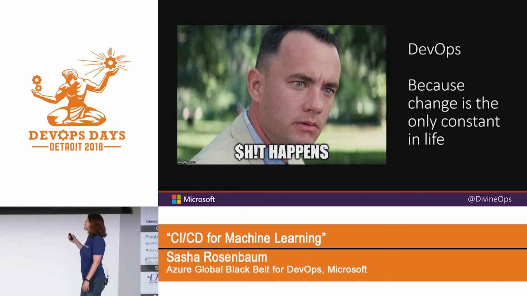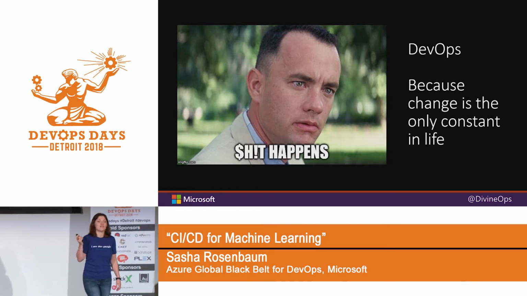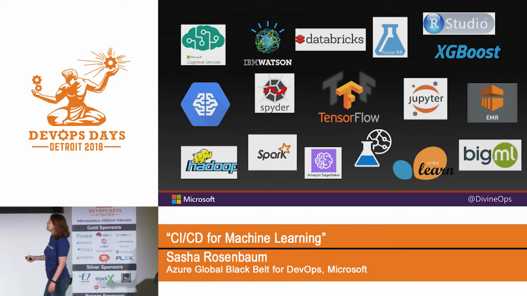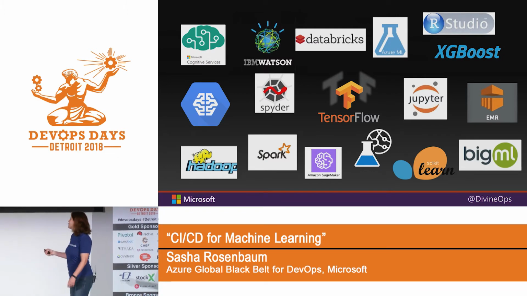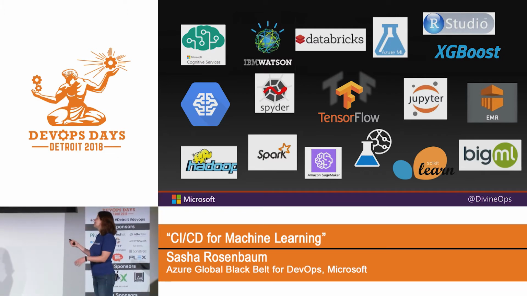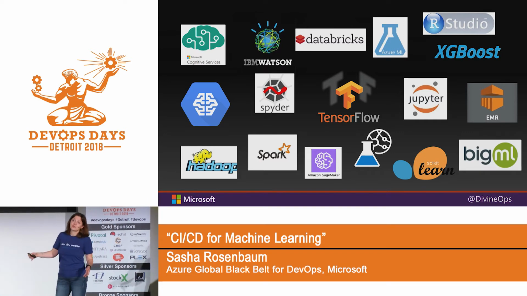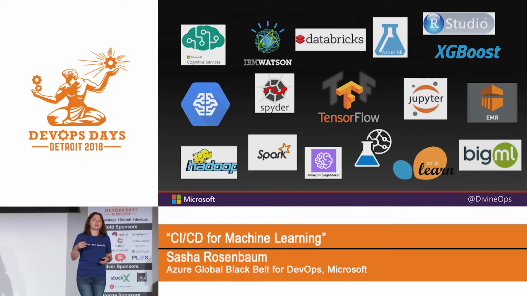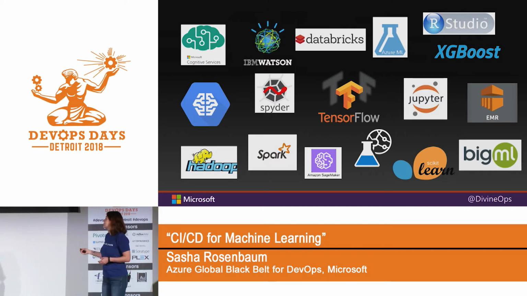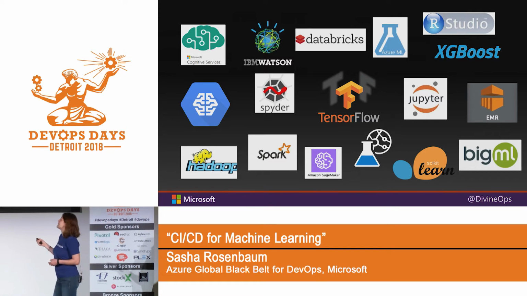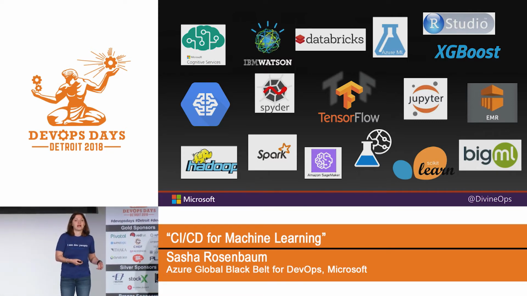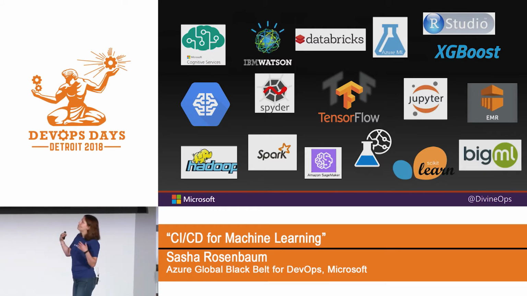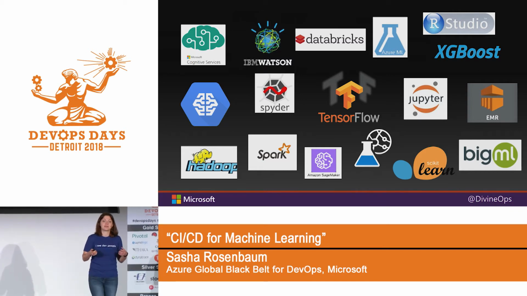So let's get into how we actually do this for machine learning. And here's the challenge: lots of people are using lots of different tools. I put a lot of things on this slide. Some of these are programming languages, like Scala, Python, R. Then we have lots of different libraries that people are using, like scikit, TensorFlow, and some other things that are out there.